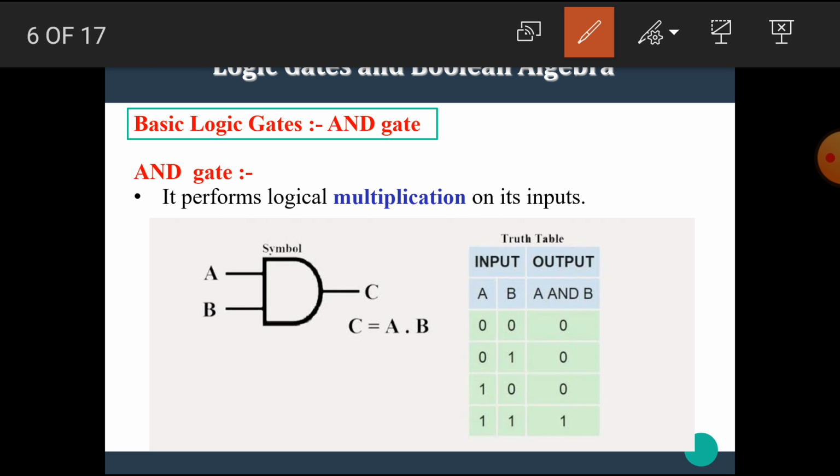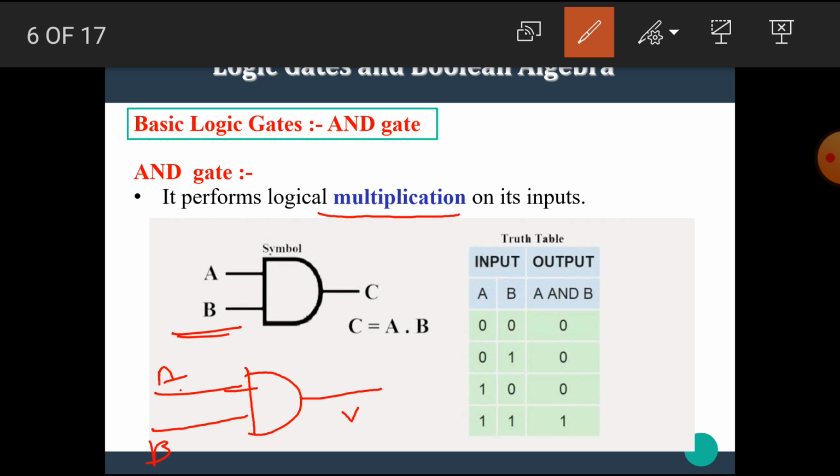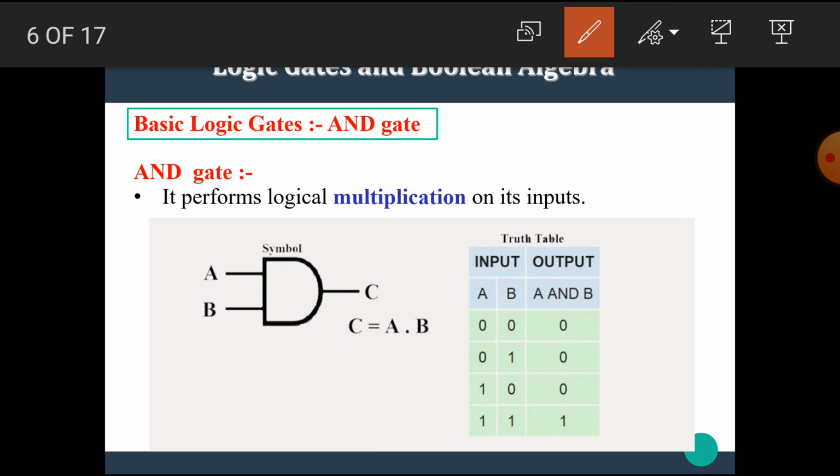It performs logical multiplication on its inputs. This is the symbol of the AND gate. That means there are two inputs, A and B. If A and B are the inputs, then at the output we get A into B. Logical multiplication operation is performed. This is the logic equation or the Boolean equation of the AND gate.